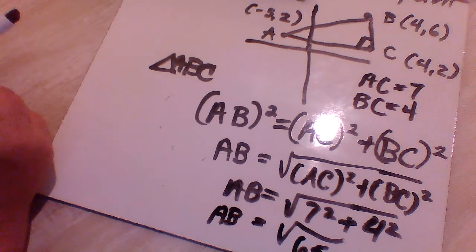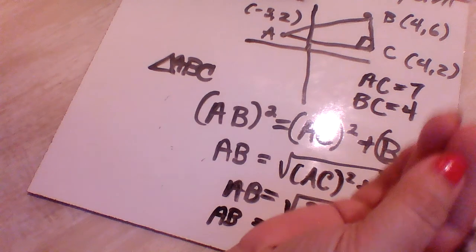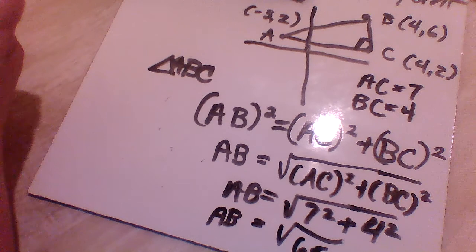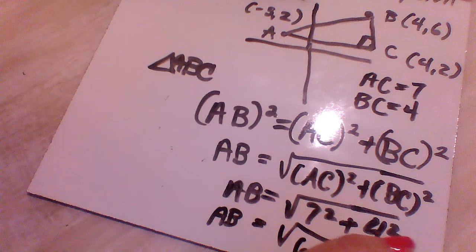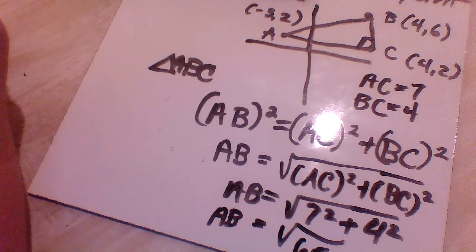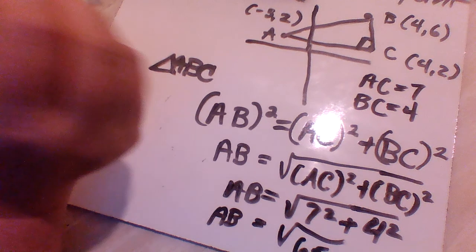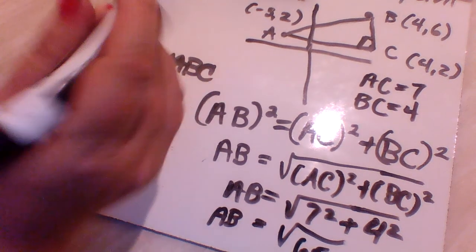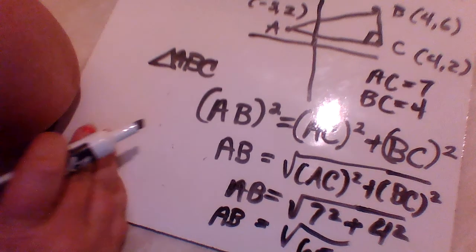Okay? So this is what we call the distance formula. The distance between 2 points in a coordinate plane is equal to the square root of the sum of the horizontal change squared and the vertical change squared. So that's exactly what we did here.